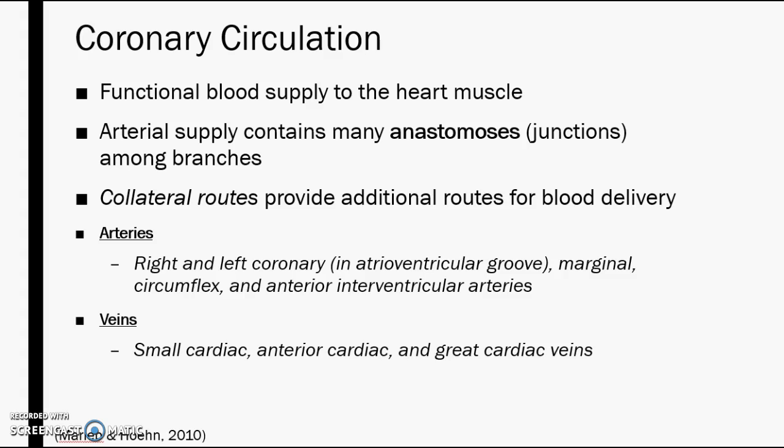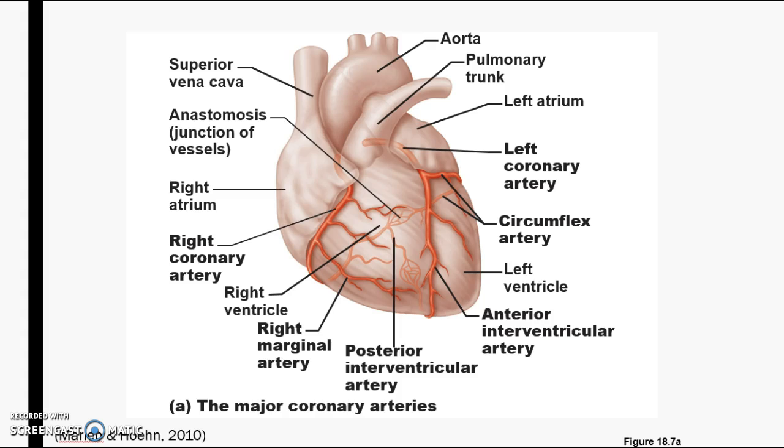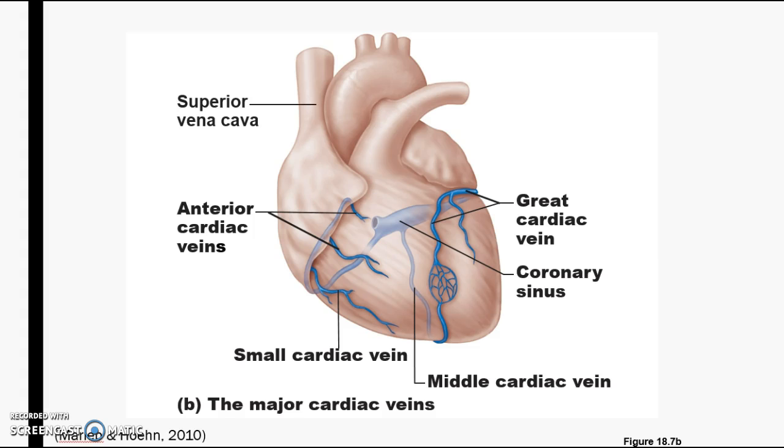The arteries of the coronary circulation include the right and left coronary artery. They lie in the atrioventricular groove, the marginal artery, the circumflex, the anterior interventricular arteries, and then in veins, we have the small cardiac vein, the anterior cardiac vein, and great cardiac veins. And then here are the diagrams that show the coronary arteries and the coronary veins.